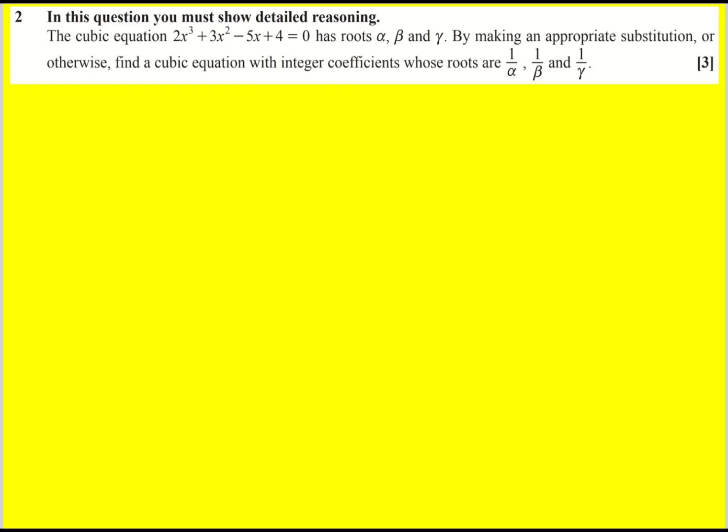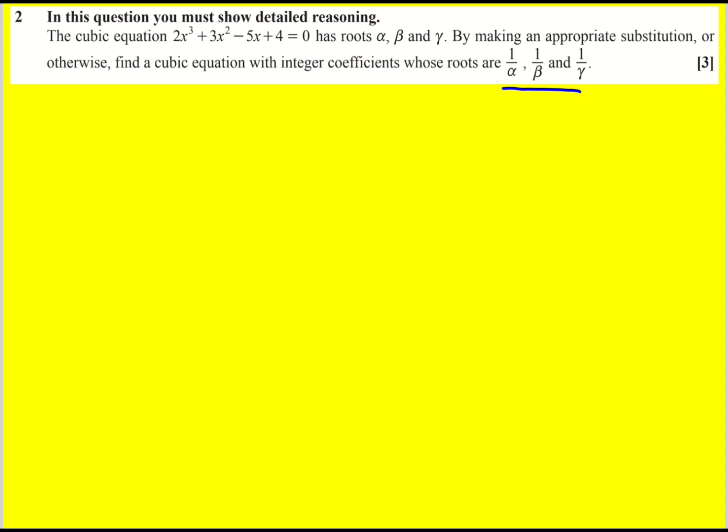We're given a cubic equation with roots alpha, beta, gamma. We're asked to make an appropriate substitution, or otherwise we could use the roots of polynomial equations to find a cubic equation with these coefficients. It tends to be a little bit quicker to do the substitution. It's only 3 marks. It's going to be quite epic to do the roots of polynomials, so I'm not going to go through it using that method.